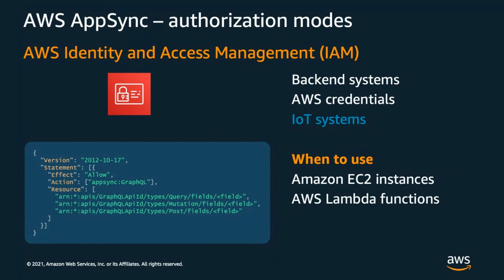We mentioned also identity and access management. Basically, this is the classic scenario when you want to do machine-to-machine integration, so backend systems that leverage AWS credentials to interact with your GraphQL API provided by AppSync. So for example, IoT systems that send data to a GraphQL endpoint, and you can basically leverage IAM policies to specify access to the API. So classic examples are an EC2 instance or a Lambda function. And again, you can specify policies at the execution role of identity and access management.